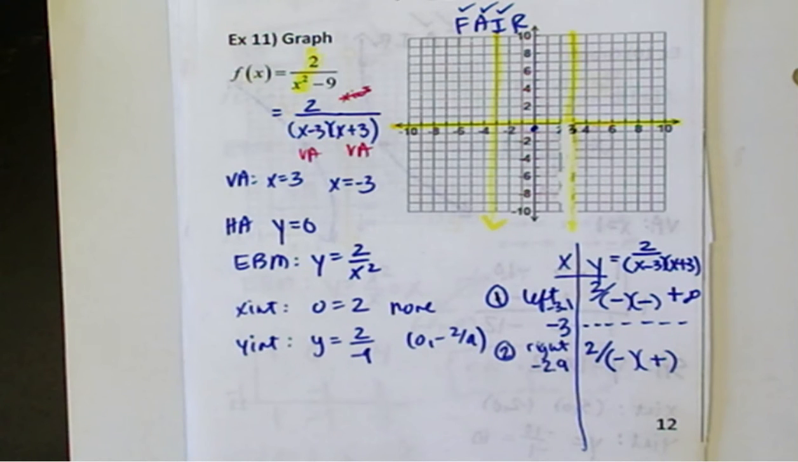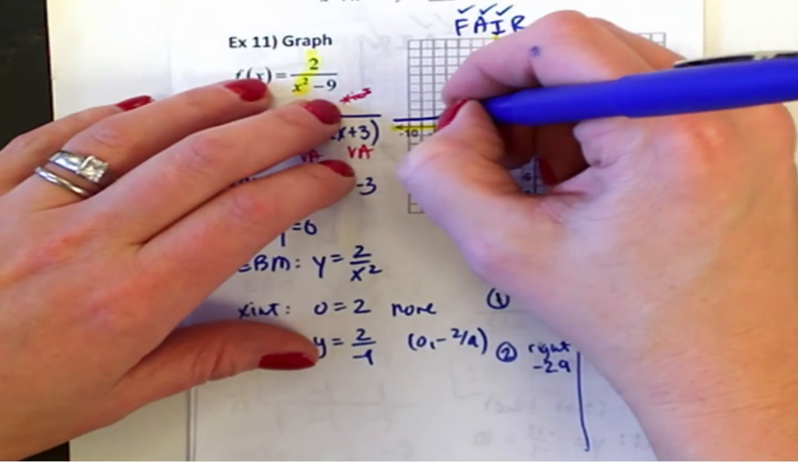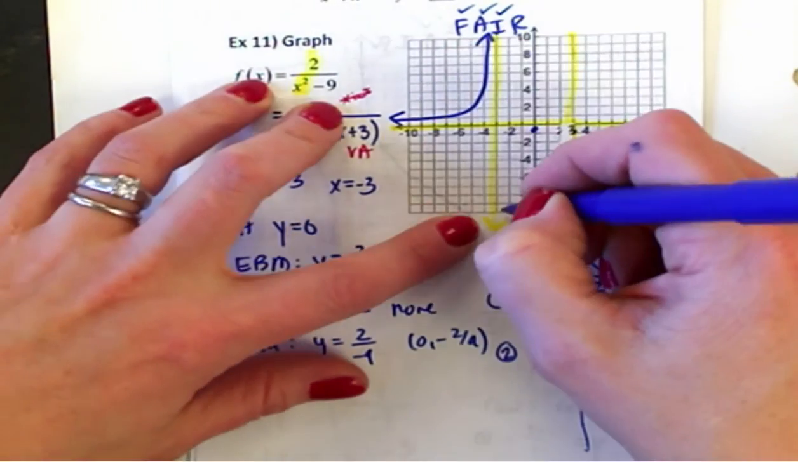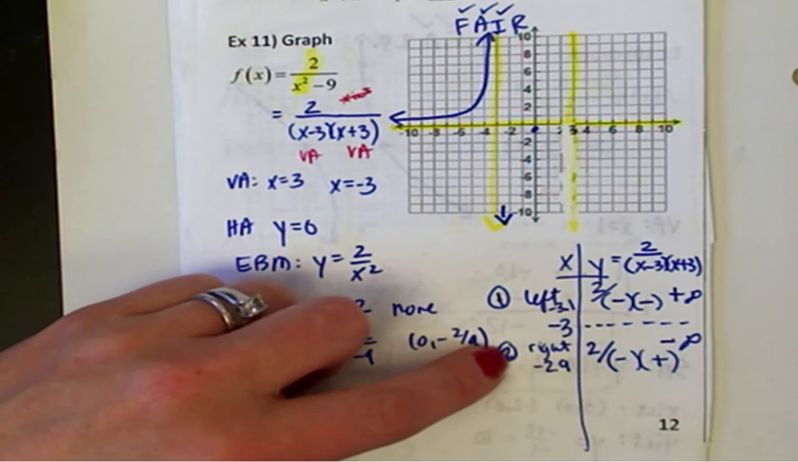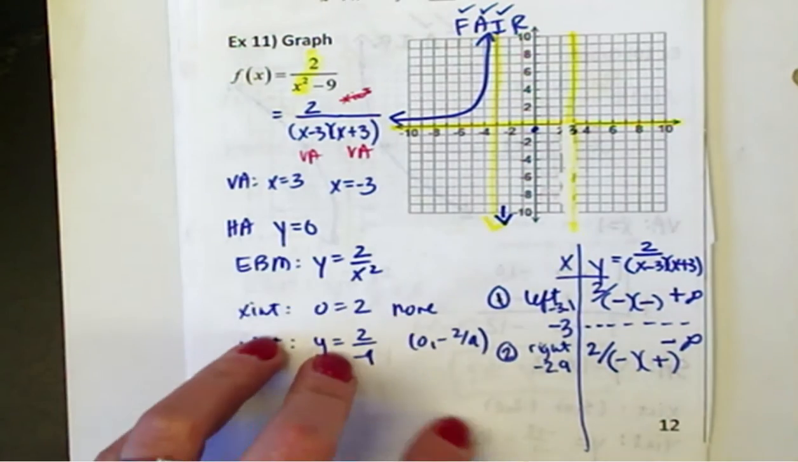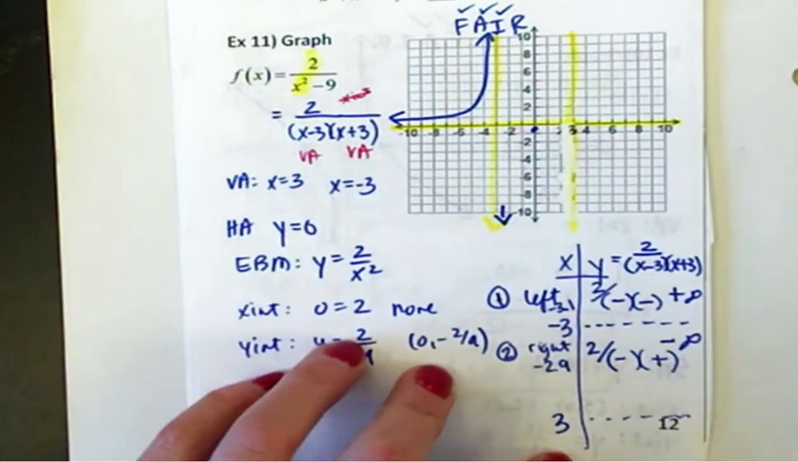Okay, when I plug in negative 2.9, the first factor is negative, the second factor is positive. So what do you get when you divide that up? You get a negative number. That means the arrow has to point down. It means next to the asymptote, just barely on the right of it, the arrow points down. Okay, there's my other asymptote.